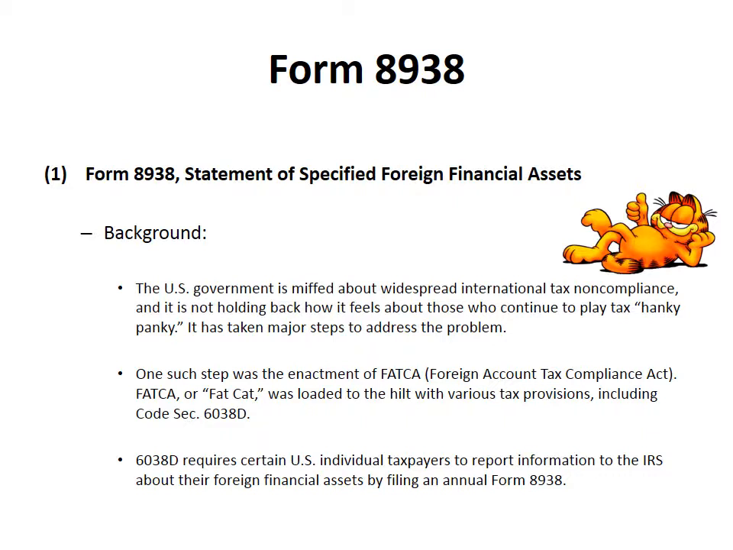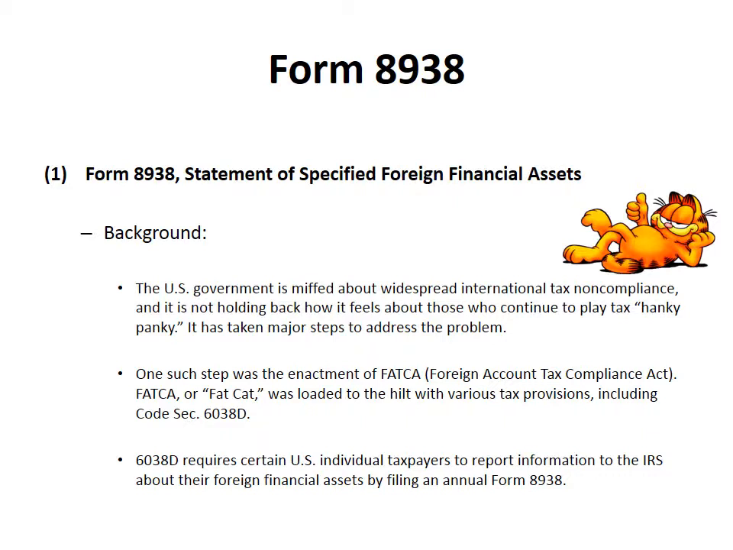Now, the government took a major step to address the problem. One of those steps was none other than the enactment of FATCA, the Foreign Account Tax Compliance Act. FATCA is sometimes referred to as FATCAT, and it was loaded to the hilt with various tax provisions, including 6038D. Well, what is so important about 6038D?